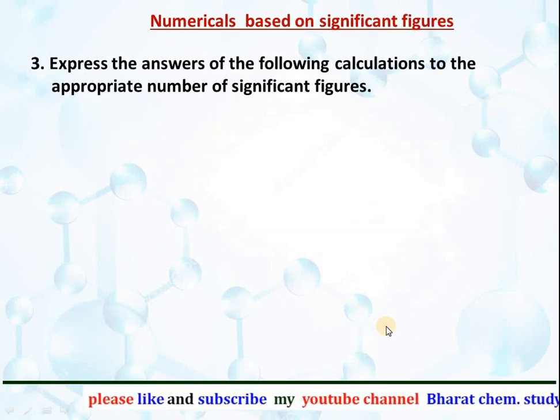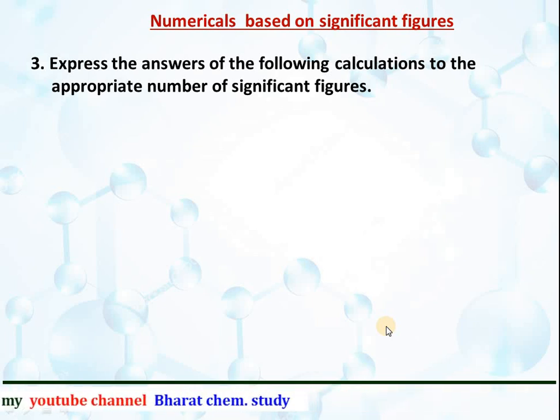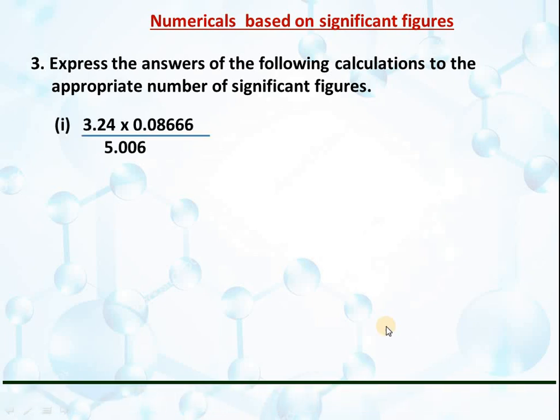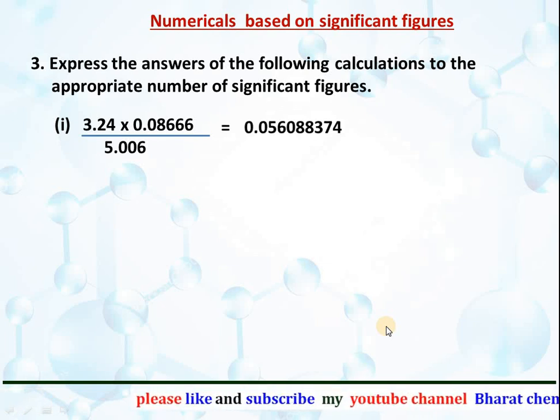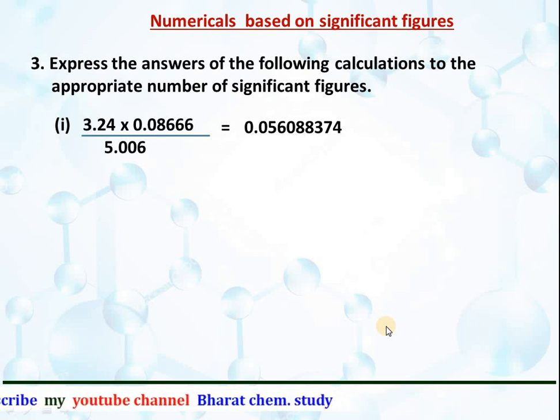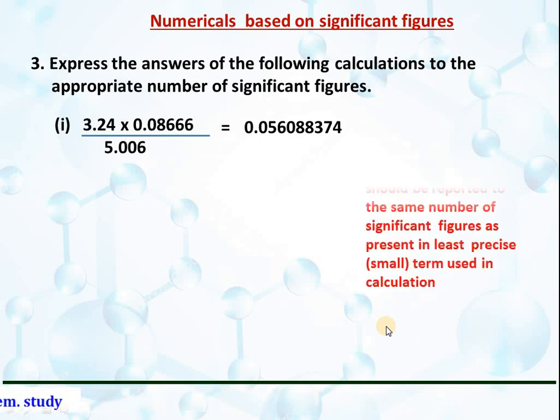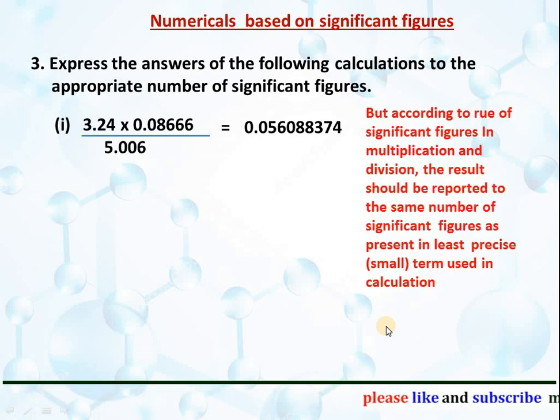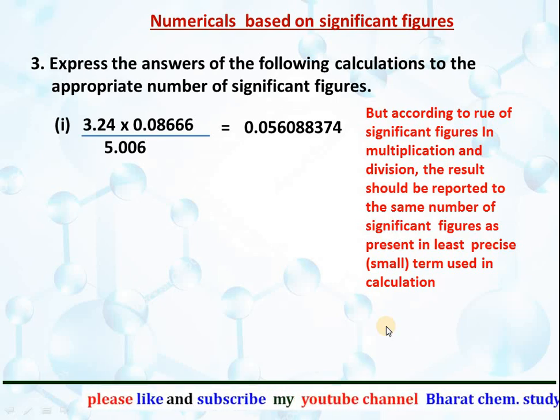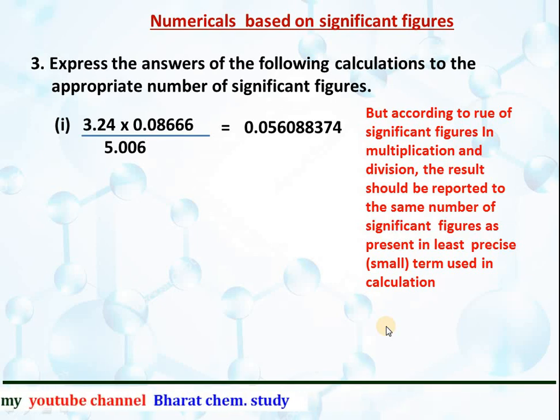Next is to express the answer to the following calculation up to the appropriate number of significant figures. So first, our question is, we have to multiply 3.24 with 0.08666, and we have to divide it by 5.06. So after doing the calculation, the answer is coming in our calculator as 0.056088374. But according to the rule of significant figures in multiplication and division, the answer should contain the least number of significant figures present in our calculation.